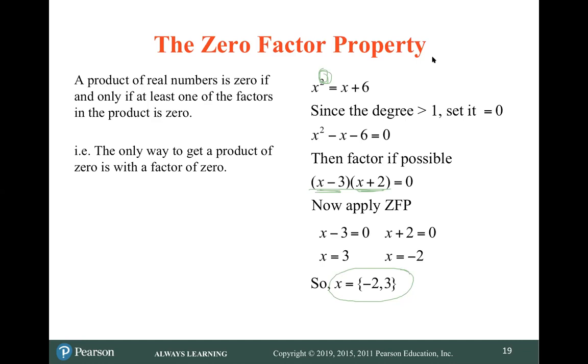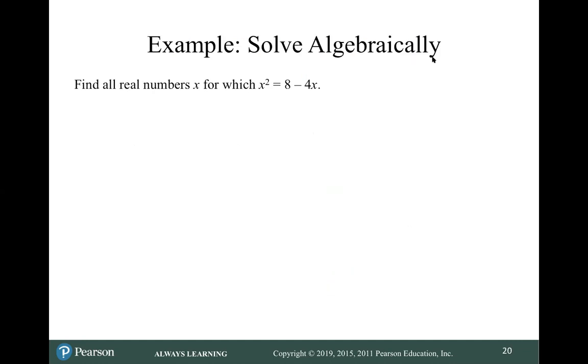Okay, so let's look at that example that I had mentioned earlier. We want to solve this algebraically. Find all real numbers x for which x squared equals 8 minus 4x. Well, this is an algebraic model. We don't know what it's modeling. We don't have the information about what it's modeling, but we do know how to solve it.